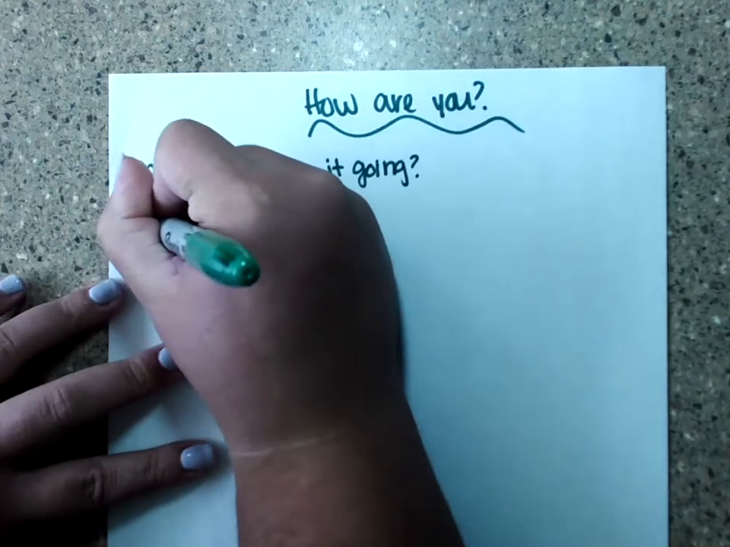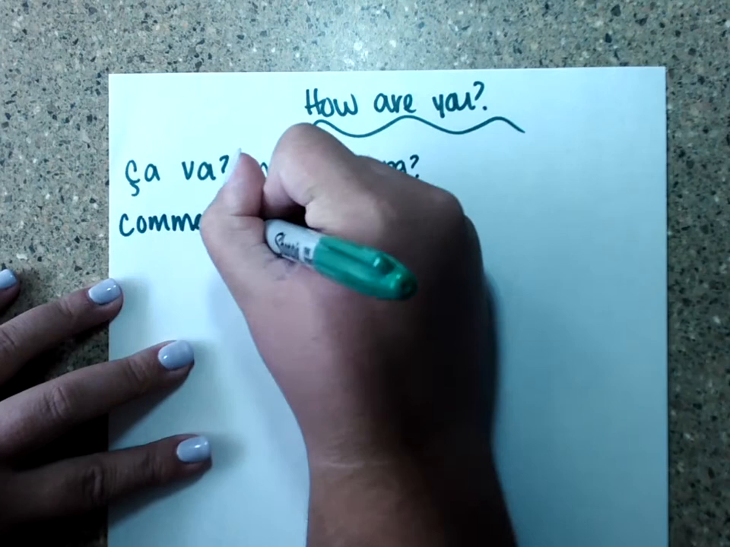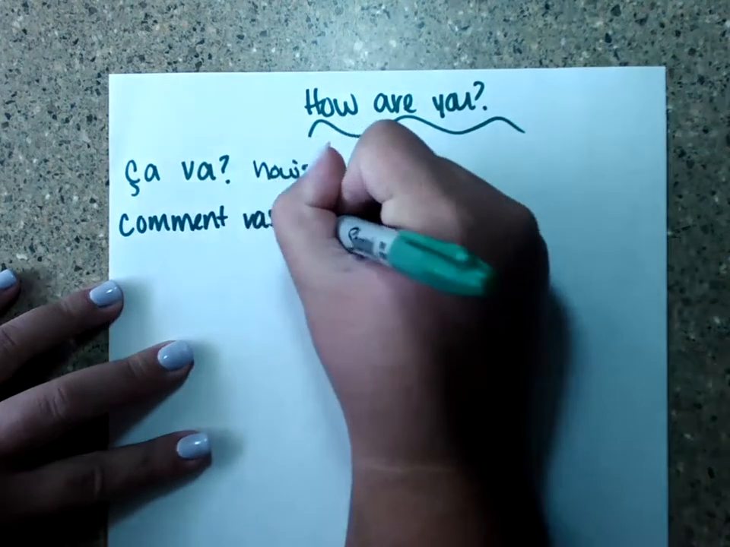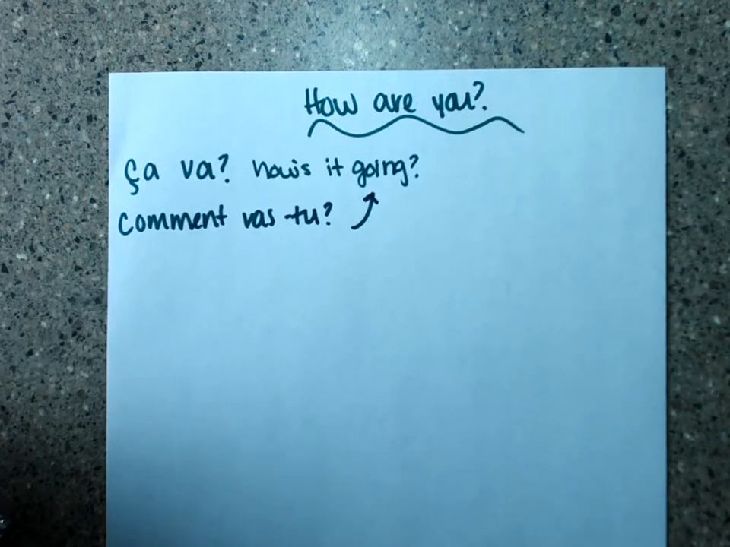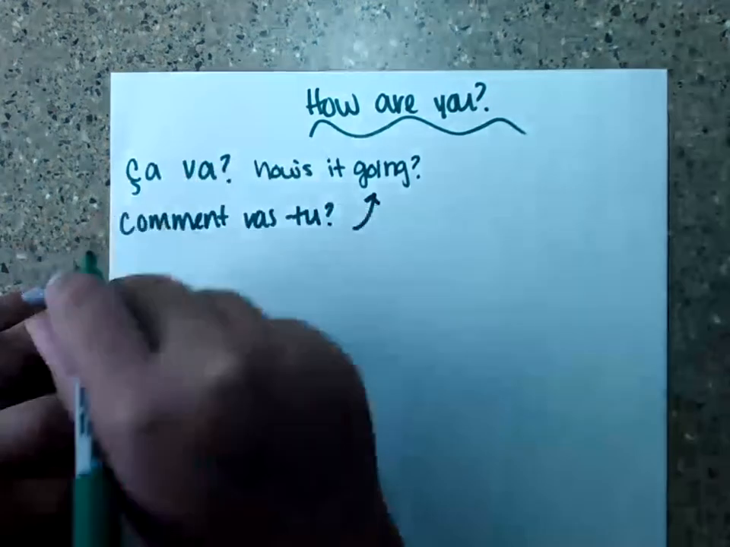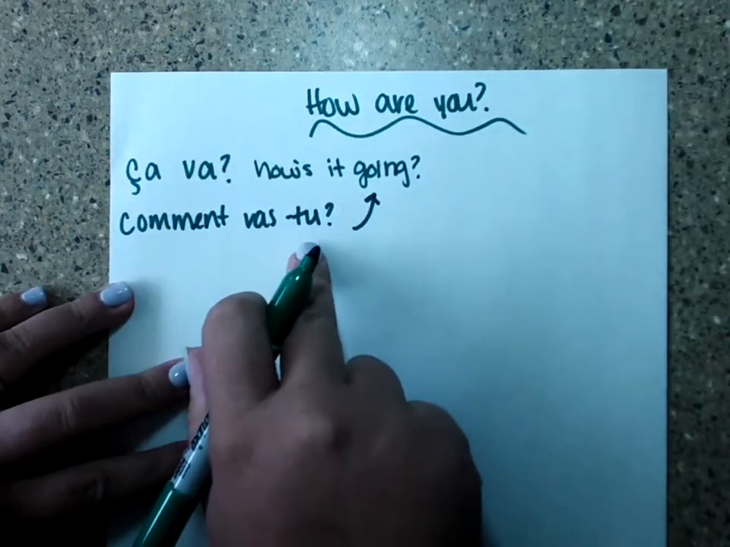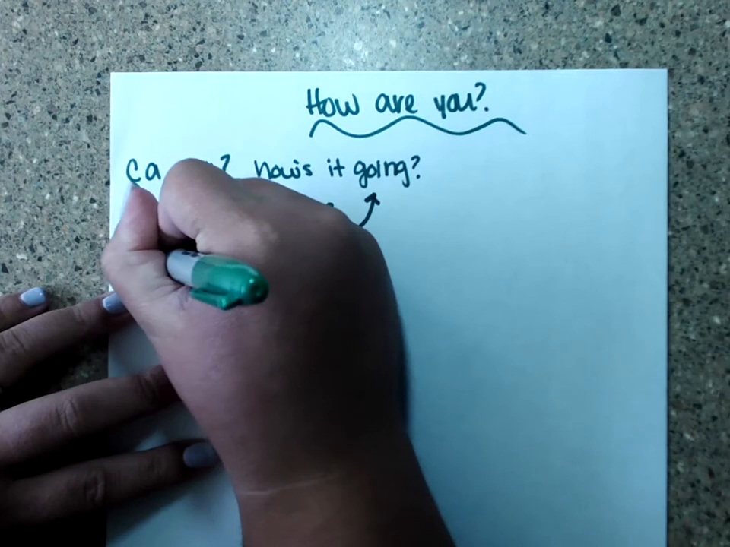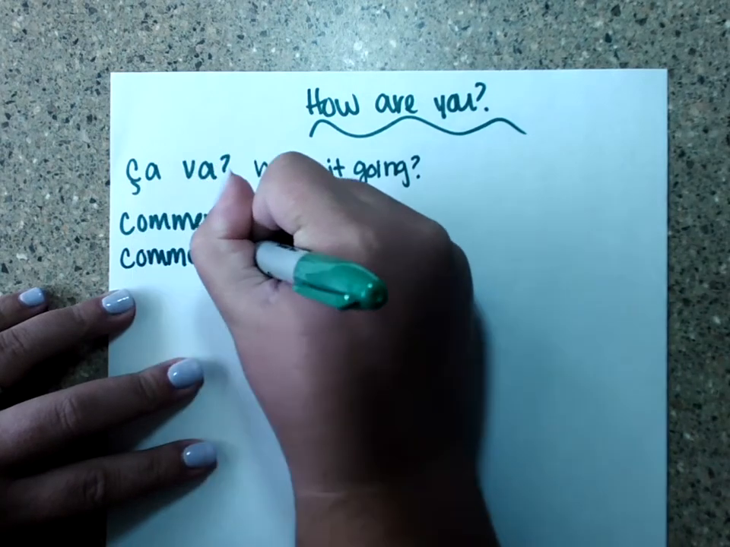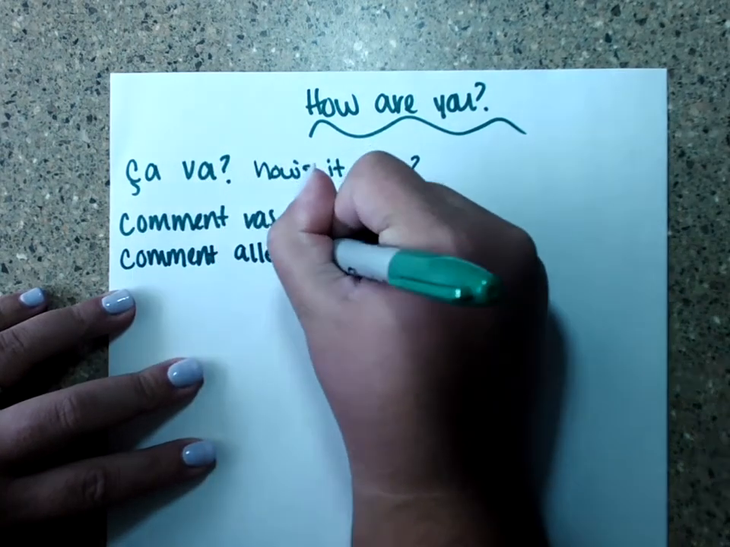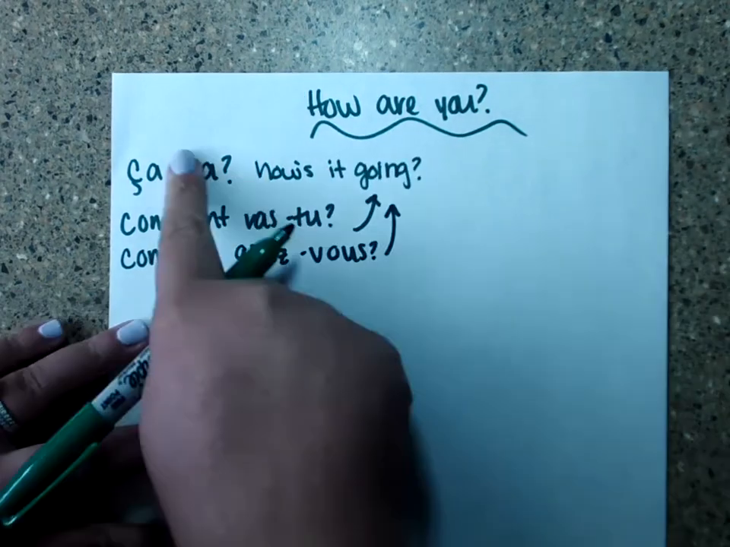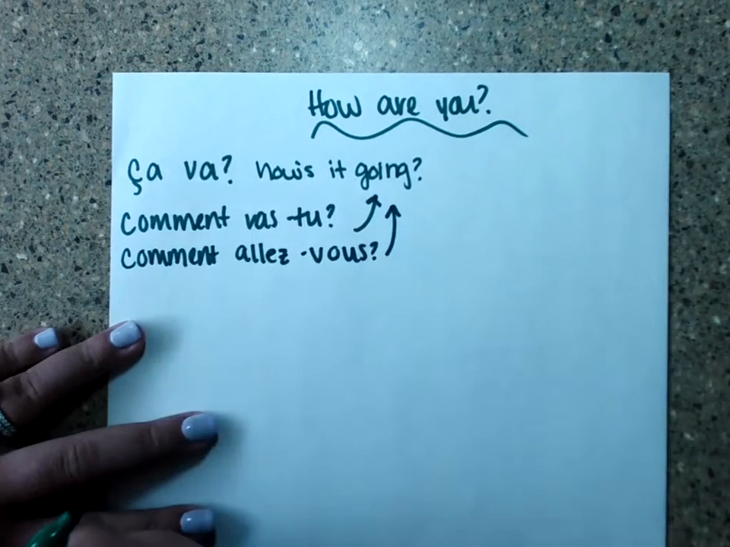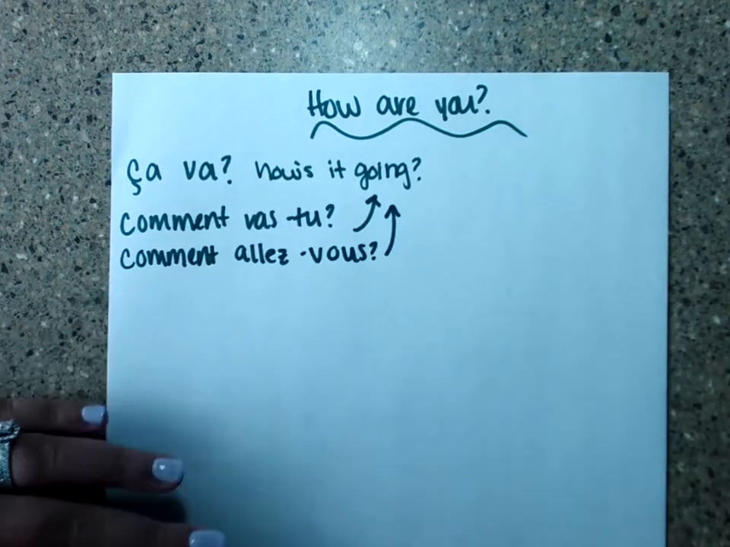Next we have comment vas-tu, which also means how's it going or how are you doing? Just how we have an informal, there's a formal for this one too. So it's comment allez-vous. And it means the same thing. So all three of these mean how is it going? There's just a different way to say it.